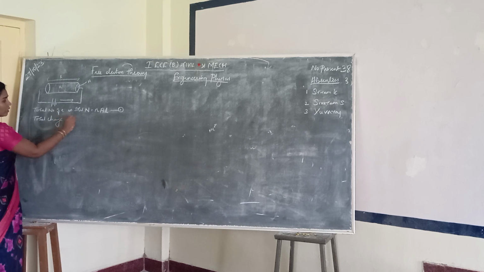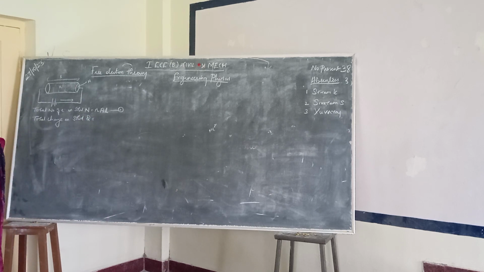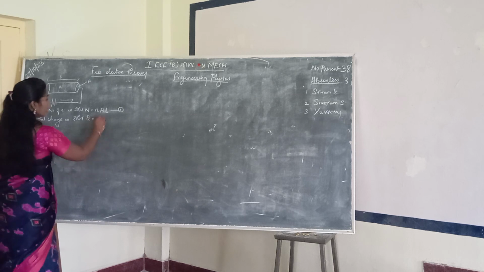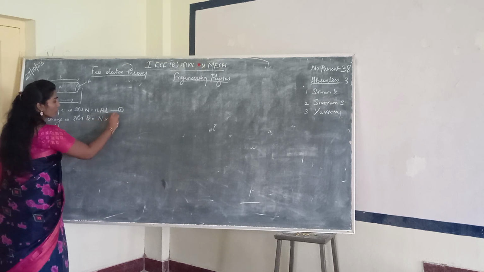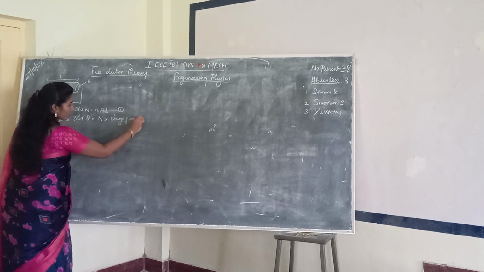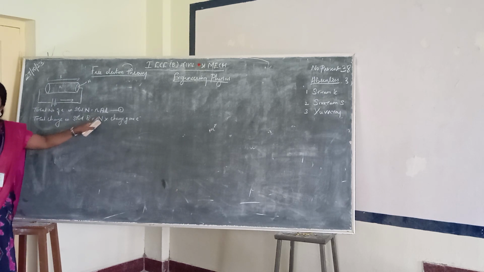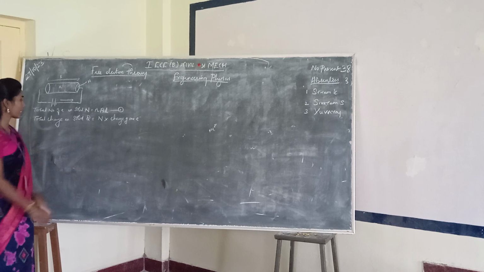Total charge in solid material is represented by Q. The total charge in solid material is equal to the total number of electrons into the charge of one electron. Total number of electrons into charge of one electron.